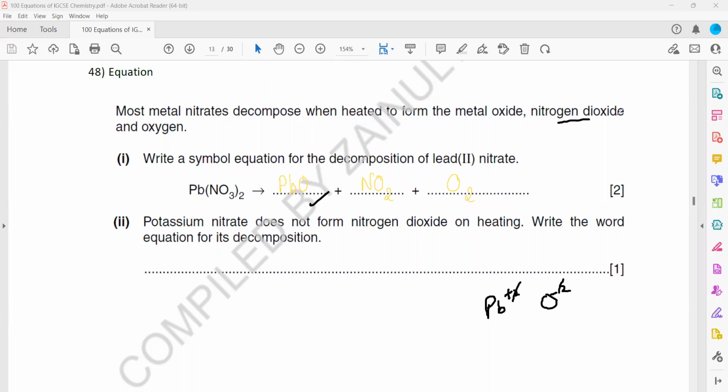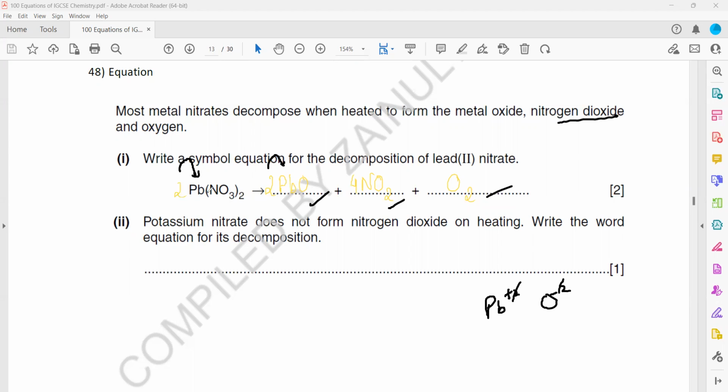And nitrogen dioxide they mentioned. So NO2 and oxygen is there. But it's for 2 marks. 1 mark is for writing the equation. 1 mark is for balancing the equation. So you have to balance the equation as well. This equation is balanced in terms of lead: 2 here, 2 here. Oxygen: 3 multiplied by 2 is 6, and multiplied by 2 is 12. So 8 here, 4 here, making 12. And nitrogen 4, nitrogen 4. So this equation is balanced.